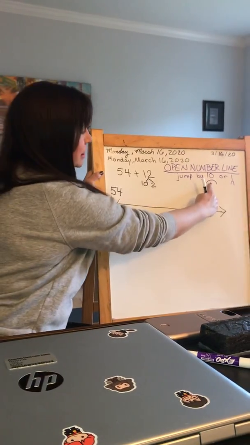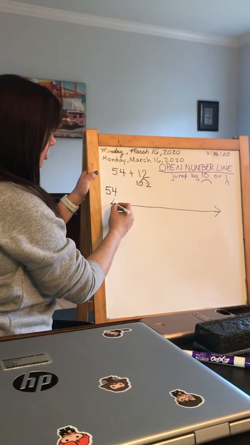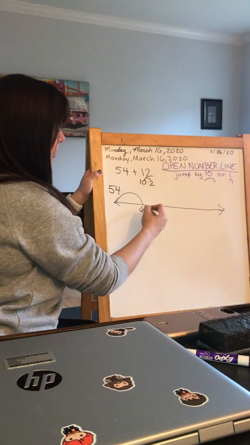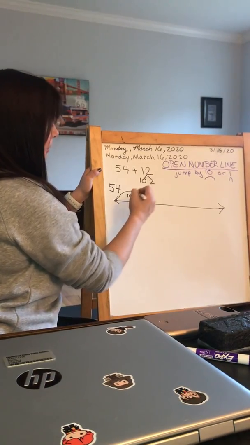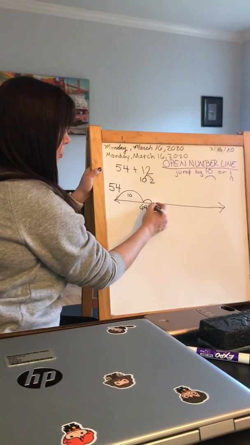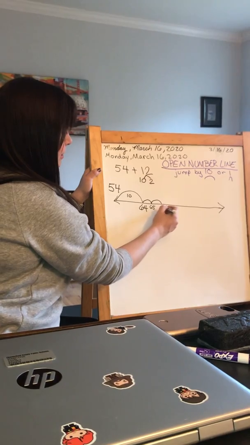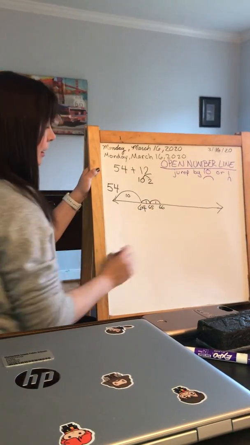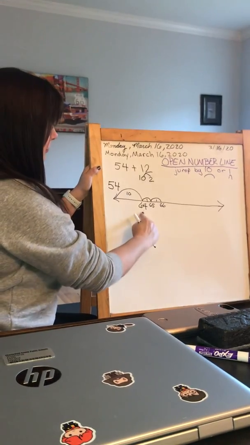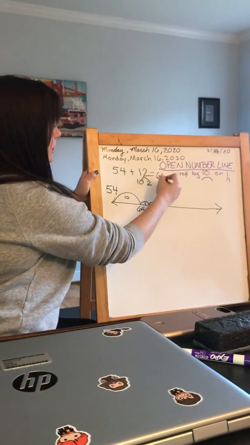I'm going to make my 10 jumps bigger than my 1 jumps. Okay, so here's 54. So if I jump 10, I count 54, 64 would be the next number. I'm going to label that a 10 jump. And then I've got 2 1 jumps, which are going to be a lot smaller. 1, 2. So I'm going to say 65, 66, 1, and 1. Label them so you know how many you jumped. So now I've got 54, 64, 65, 66. So my answer is 66.